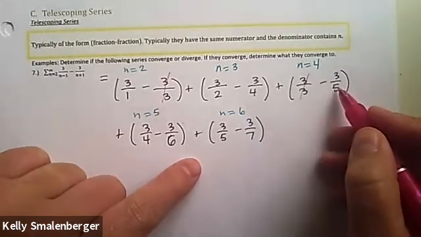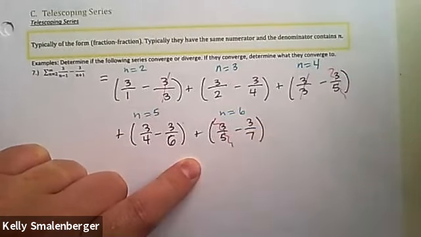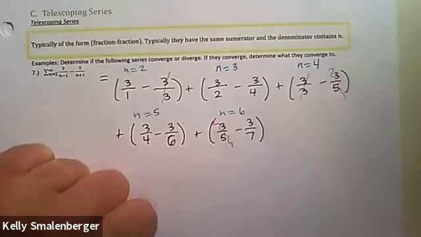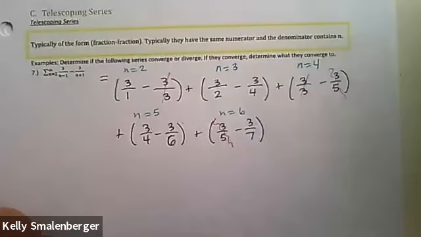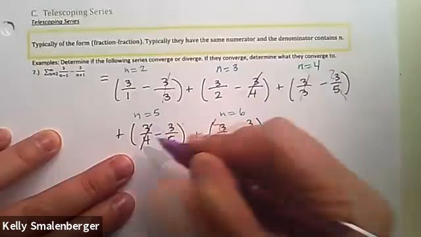Oh, I have negative 3 over 5 right here. And I have positive 3 over 5 right here. That equals 0. Let me get another color. Okay, negative 3 over 4 right here plus 3 over 4. That equals 0.